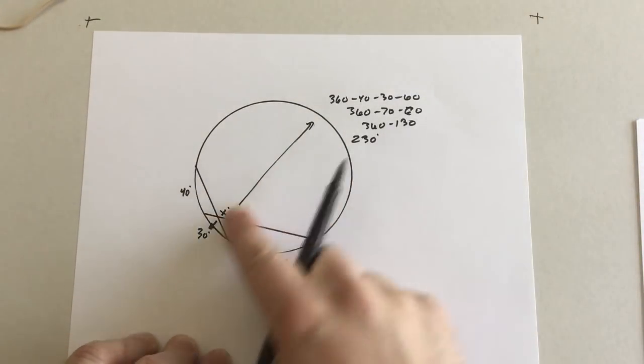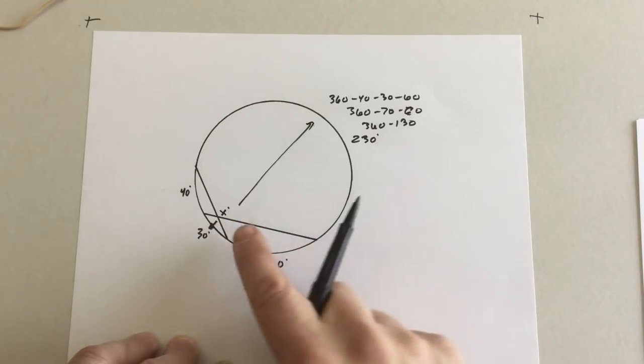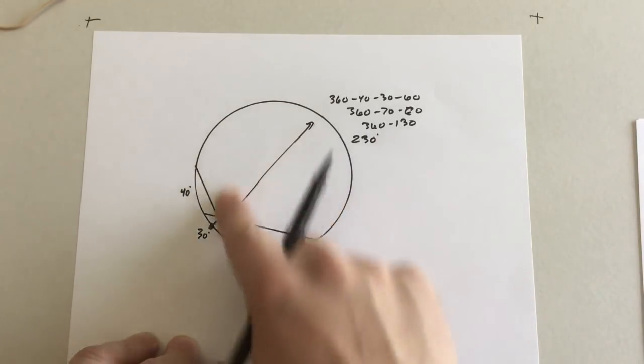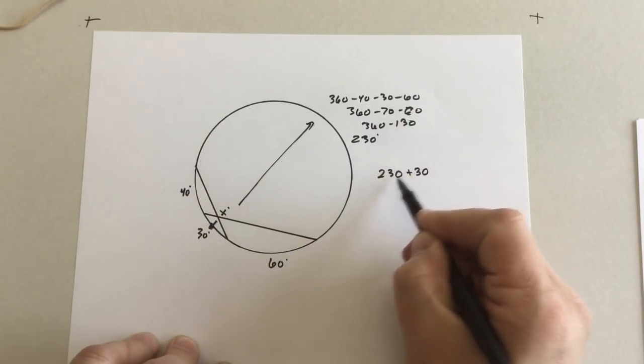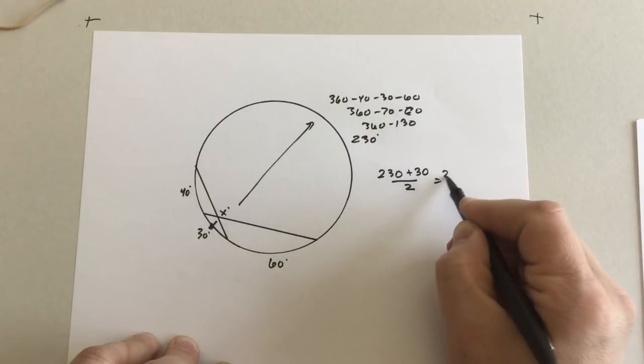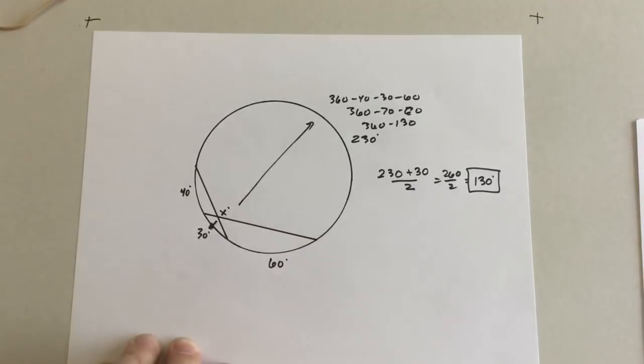So now we have an angle here. Is it a central angle? No. Is it an inscribed angle? No. Is this angle on the inside or the outside? Inside. So what we're going to do, this is the positive space. We're going to add the 2 arcs and divide by 2. So that's 260 divided by 2. That angle is 130 degrees. That's the answer. Let's try another one.